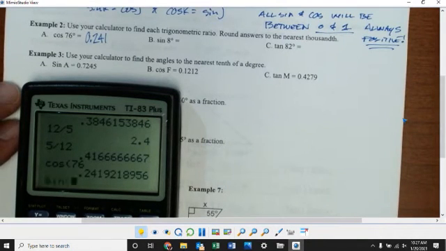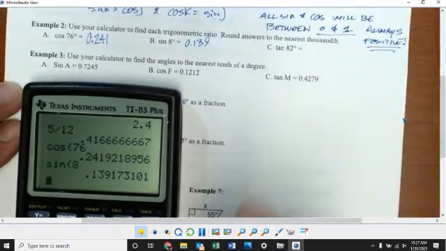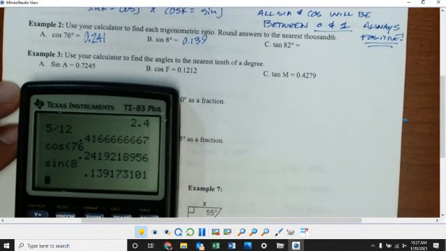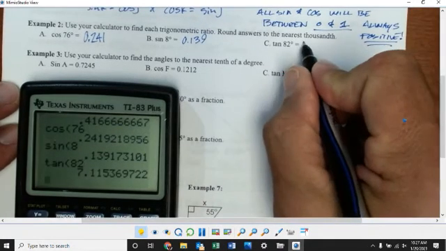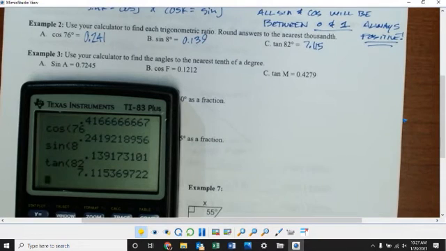Next, I'm going to do sine of 8. Sine of 8 is 0.139. And then tangent of 82. Tangent 82 is 7.115. All right, again, tangent can be a number greater than 1. Every sine or cosine will be between 0 and 1.